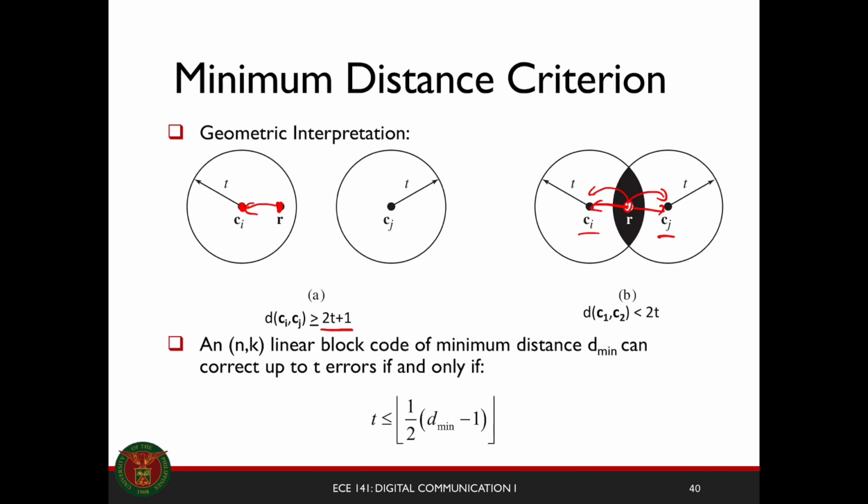So your error correcting code can correct a number of bit errors equal to 1/2 of d min minus 1.